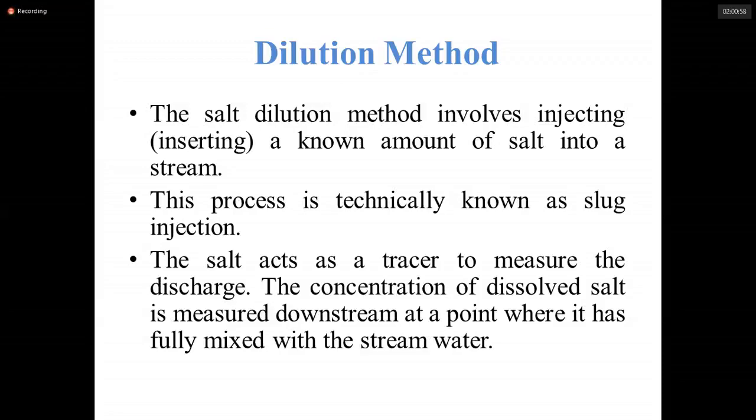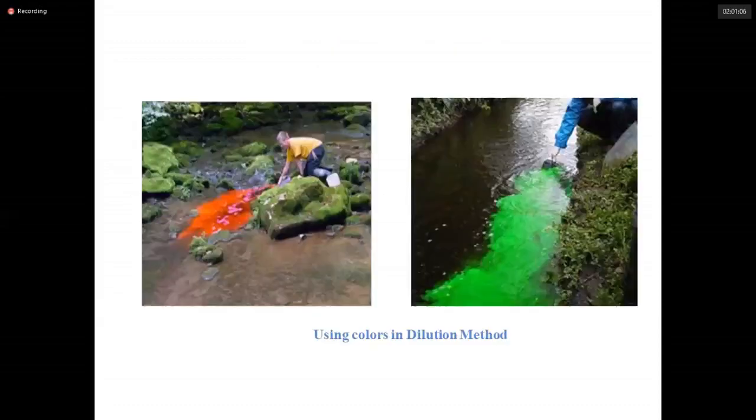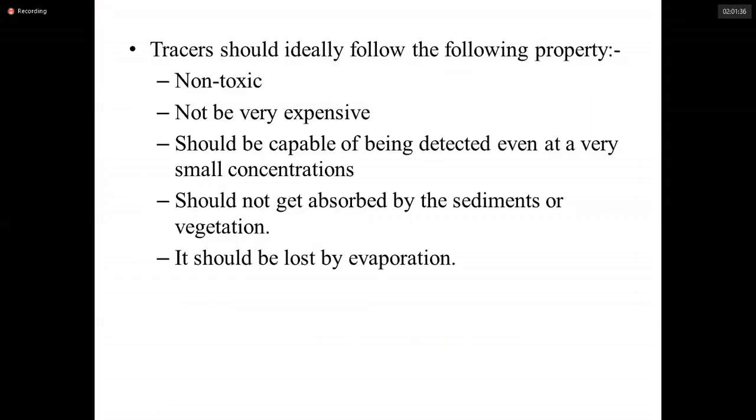The concentration of dissolved salt is measured downstream at a point where it has fully mixed with the stream water. Sometimes the salt is colorless, so to make it easy to identify, they will mix some kind of dyes or colors. At a point, they will inject with the known concentration, and after some distance, they will again measure the concentration. With the concentration and the velocity, they will calculate the discharge.